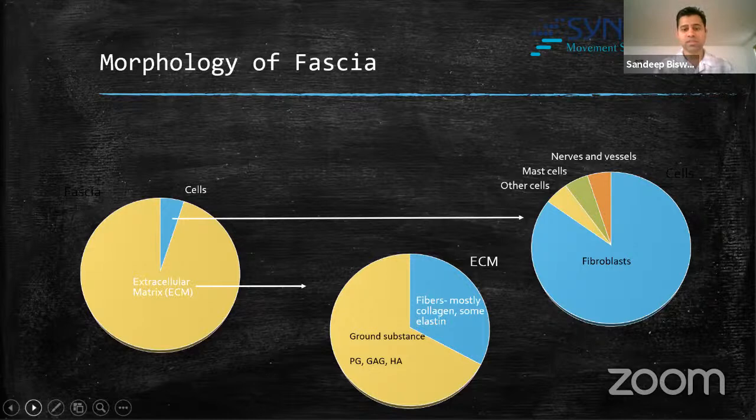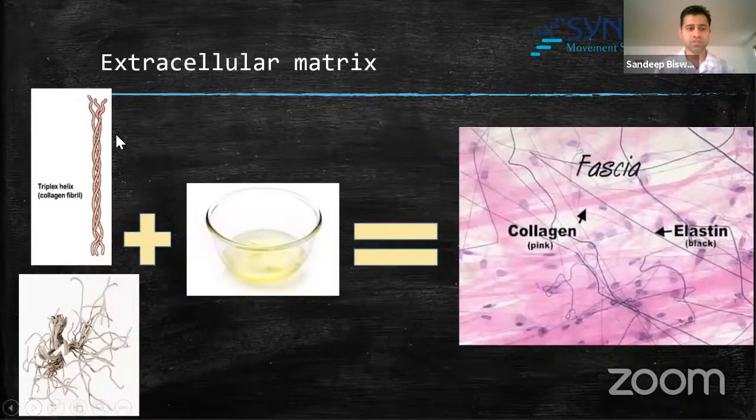Okay, so the extracellular matrix contains 3 different structures. So you have your collagen over here. It is a triple helix collagen. You have your elastin fibers, which are stretchable fibers, and then you have your matrix. The matrix is basically fluid. It has an egg white like consistency. So if you take egg white and put a triple helix thread into it, and then you put some rubber bands into it, that's what your fascia is.